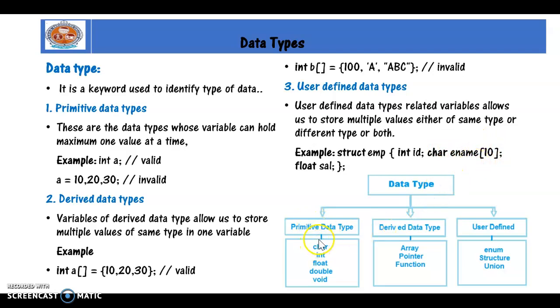So coming to the difference, in primitive data types, we can store a maximum of one value at a time. In derived data types, we can store multiple values, but the values must have the same data type. And in user-defined data types, we can store multiple values of either the same data type or different data types.